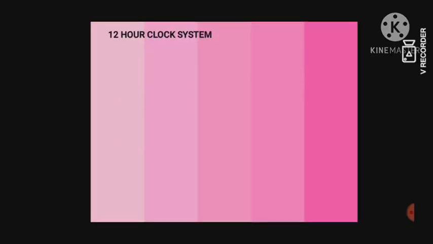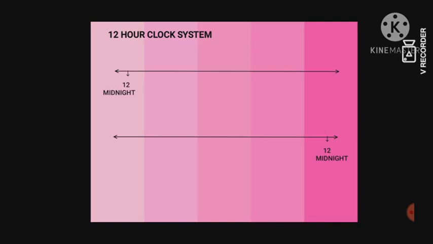Here we will understand 12-hour clock system. Our day starts at 12 midnight and ends at 12 midnight. 12 midnight means 12 o'clock at the night. After 12 midnight, the time is in AM. It can be 1 am, 2 am, 3 am, and so on, 11 am.